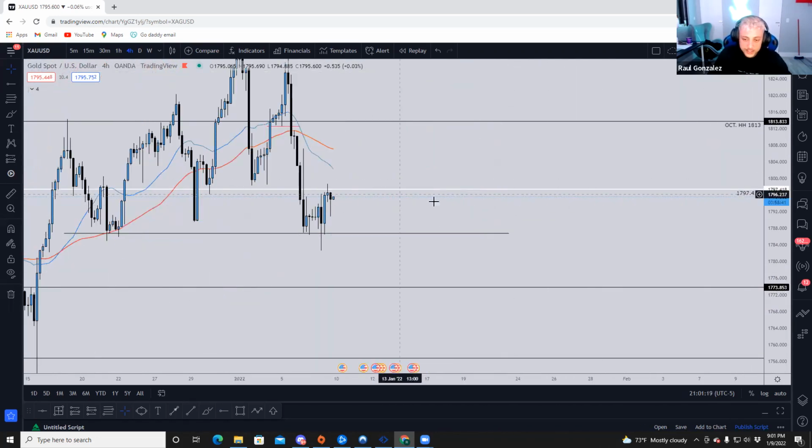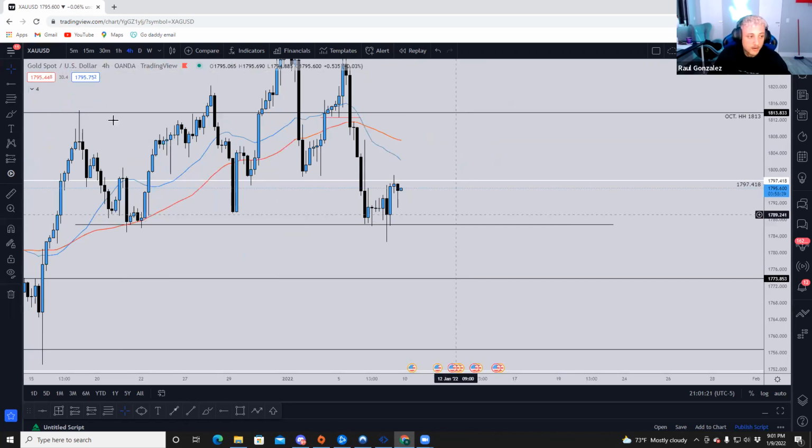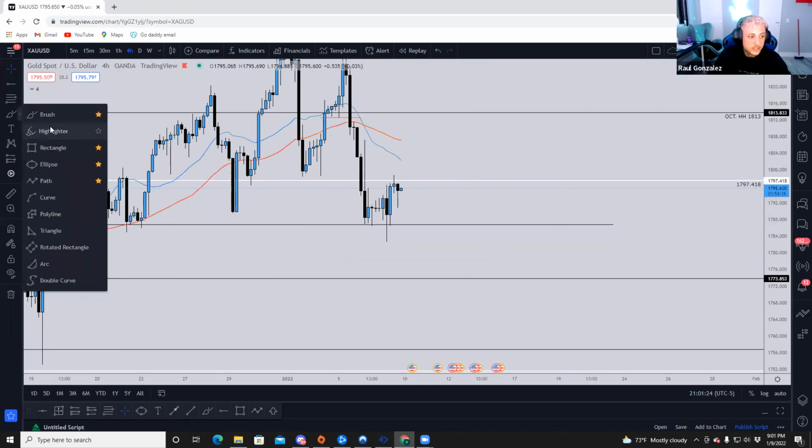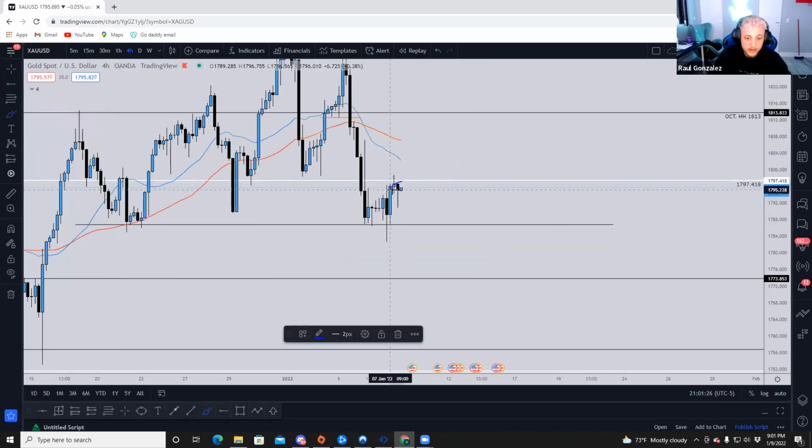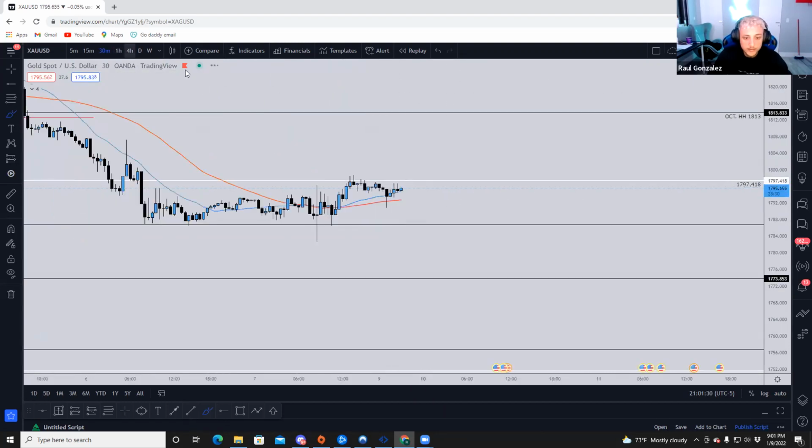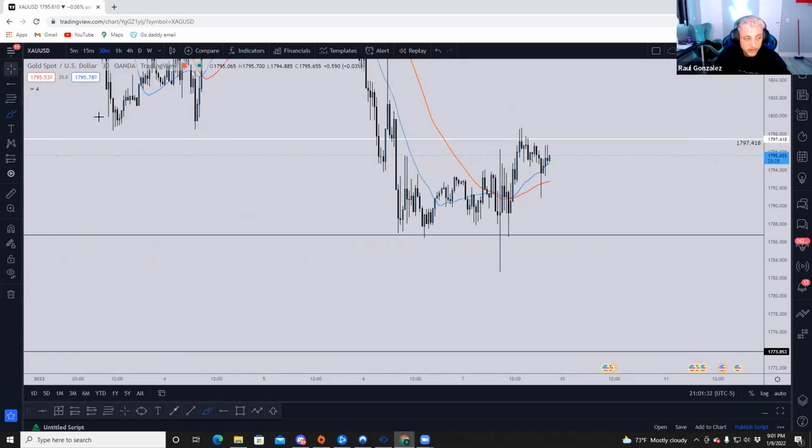I want to see the rejection of 1797 first because there's a lot of weakness within this 4-hour candlestick. This is not a great buy. This is not a great sell signal here. So if we can get another rejection here and we get some form of double top on this 30-minute time frame, I'll take the short.